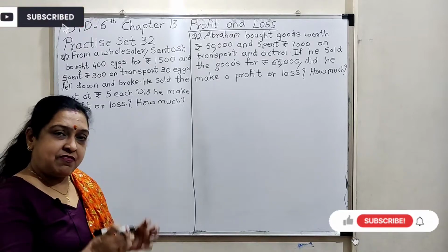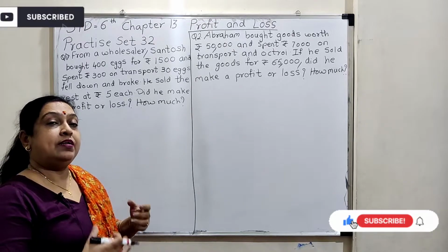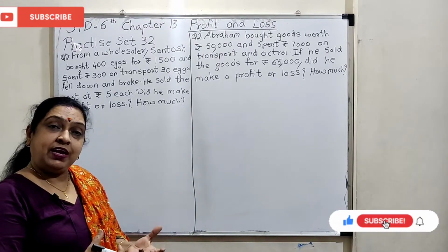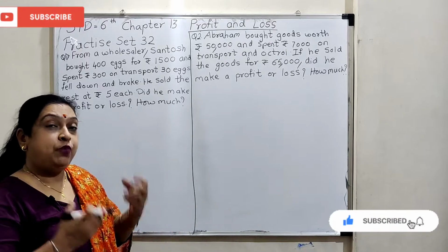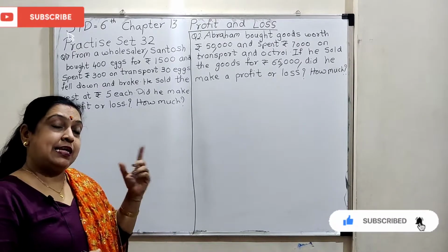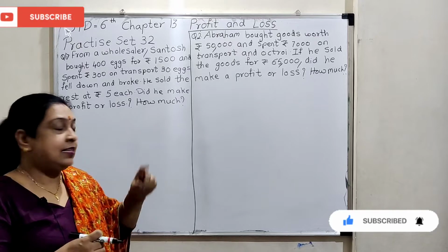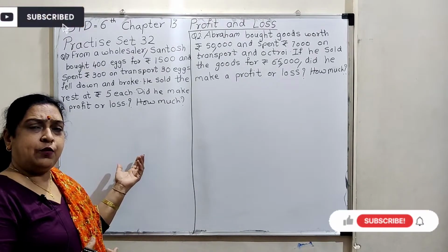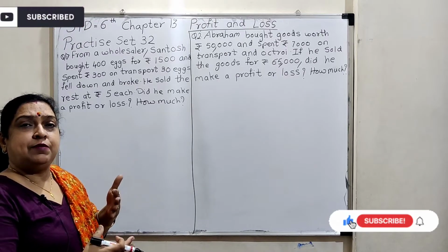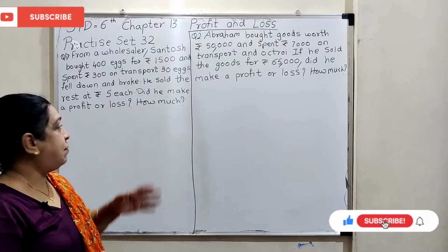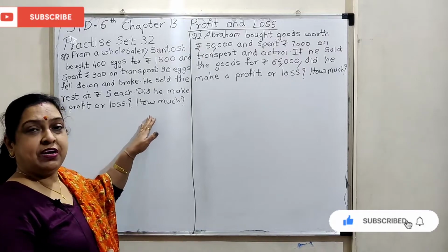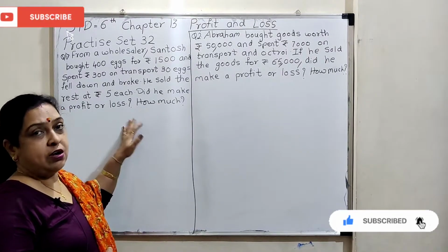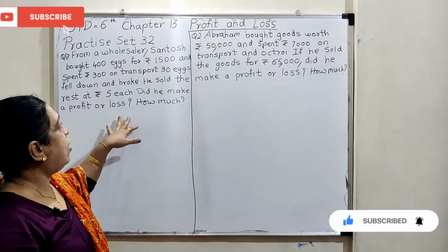In this sum, they have asked us whether Santosh has made a profit or a loss. So we have to find out that. In other sums earlier, they told us how much the profit is, so we could calculate it. Profit is equal to selling price minus cost price. But here they have asked, did Santosh make a profit or a loss, and how much it is? So I'll show you how to calculate.